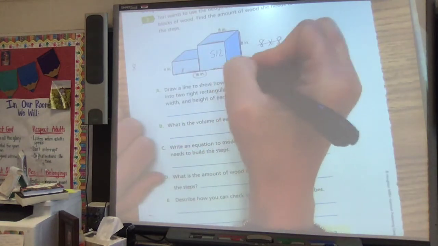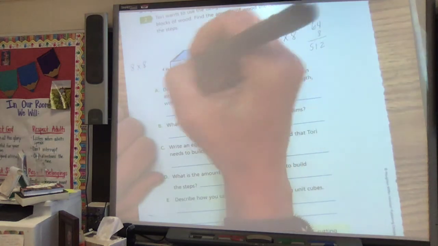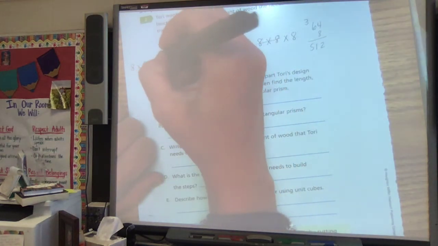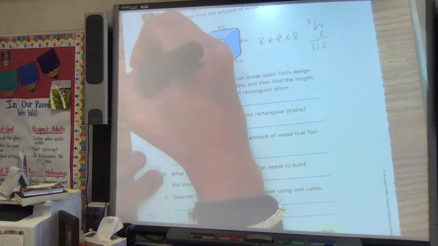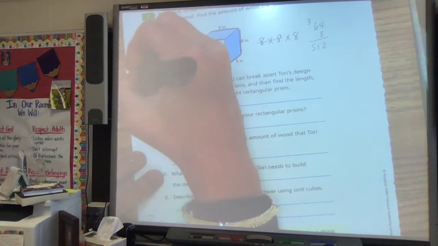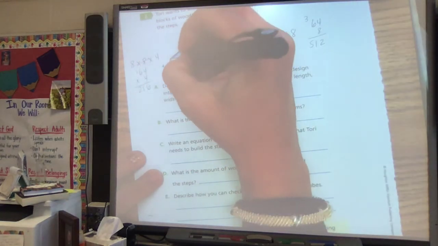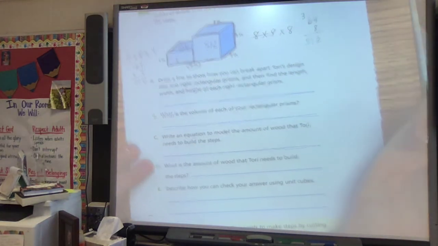The width has not changed. The width is the same throughout. And the height is 4. It tells me right there. So again, 8 times 8 is 64. 64 times 4, 16. 6 times 4 is 24, plus 1 is 25. So that one has a volume of 256.